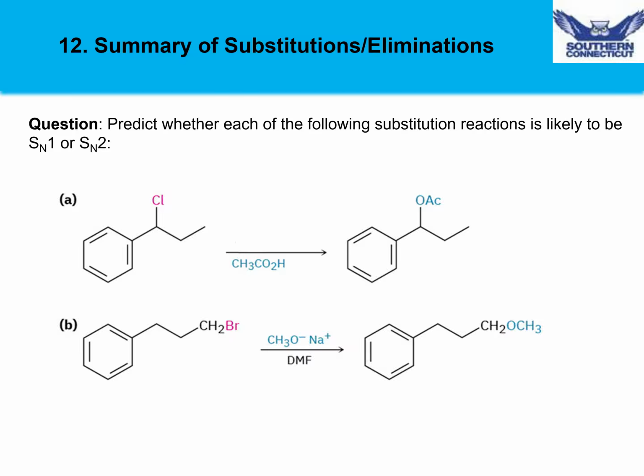In this question, we're going to try to predict which mechanism, SN1 or SN2, will likely be involved in the following two reactions. So in the top example, we have a secondary alkyl halide that is also benzylic, and we're using acetic acid as our reagent. In the bottom example, we have a primary alkyl halide and a reagent that is sodium methoxide, and we're also using DMF as a solvent.